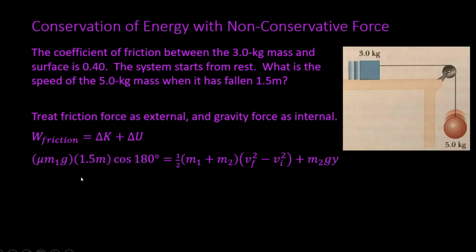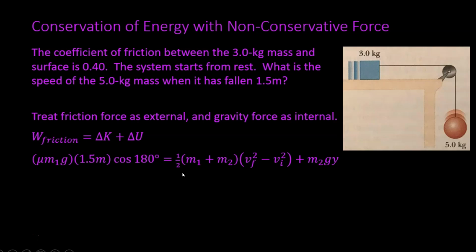Let's take a look at our setup here. This left-hand side is the equation for work. We know that the friction and displacement vectors are in the opposite direction, so it's going to be cosine of 180 degrees. This is the displacement, 1.5 meters, because if this ball is falling 1.5 meters, this block is moving 1.5 meters to the right. The friction force is going to be the coefficient of friction times the normal force.